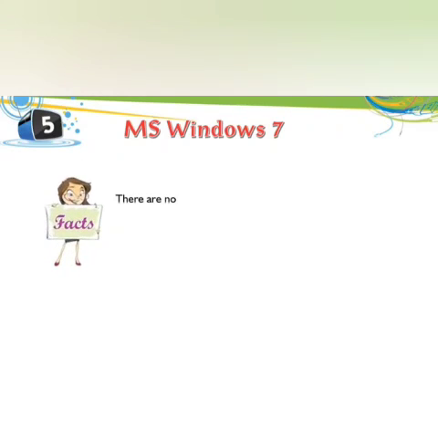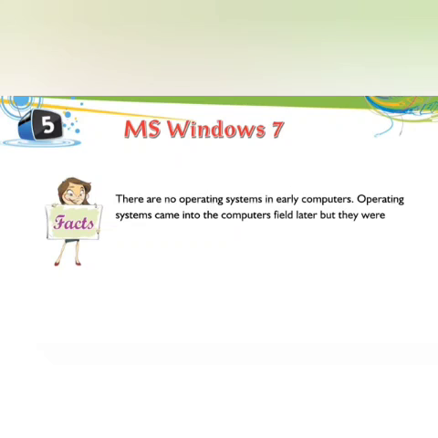Facts: there were no operating systems in early computers. Operating systems came into the computer's field later, but they were accepted very quickly.